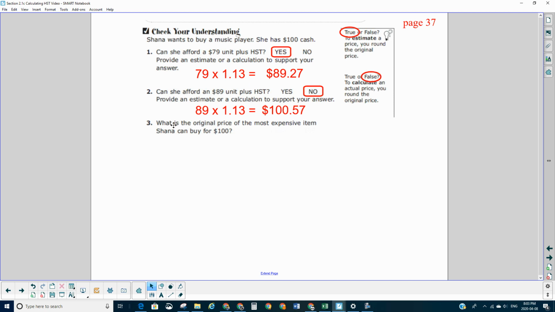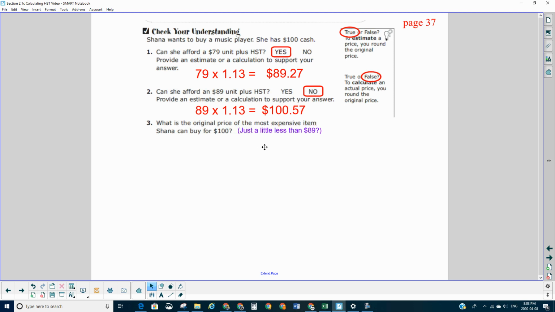Question 3 here is an interesting one. What is the original price of the most expensive item she can buy? So she knows that she can afford a $79 one, but an $89 one is just too much. So if we had to estimate, I would say it would be something just a little less than $89. We don't need to continue any further on this, but if you're really curious to figure out what the exact one is, is it $88? Is it $88.10?